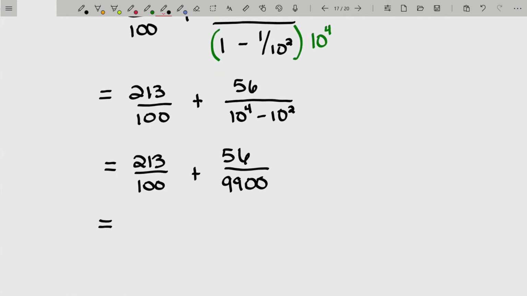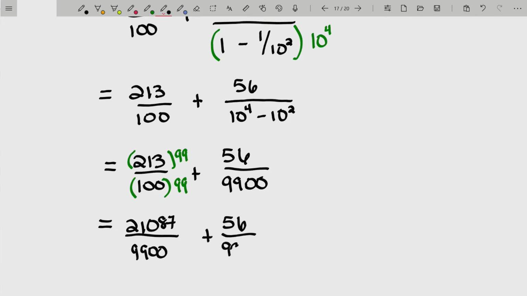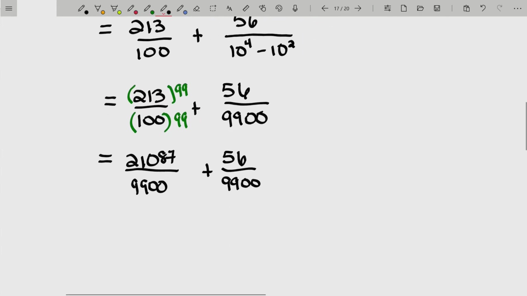And to combine these fractions, I'll just multiply that first fraction by 99, both top and bottom. So 99 to the numerator and 99 to the denominator. And you'll get the following. I just have a calculator next to me. So 213 times 99 is going to give me 21,087 over 9,900 plus 56 over 9,900. Now I can just easily add 56 to that other numerator there, and this will be 21,143 over 9,900.